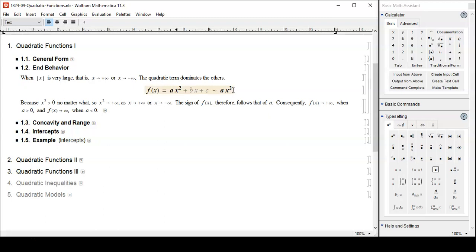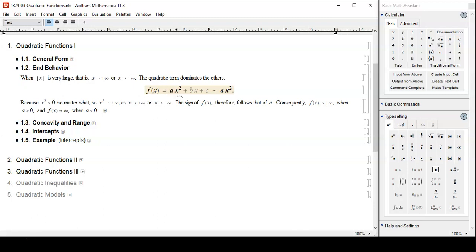For instance, when x is, say, 1, then x and x squared are the same. But when x is less than 1, for example x is 0.1, then x squared is 0.01. It's smaller. And when x is 0.01, then x squared is 0.0001. Anyway, it's smaller, so x squared contributes less. On the other hand, when x is bigger, like 10, then x squared is 100. So x squared contributes more.